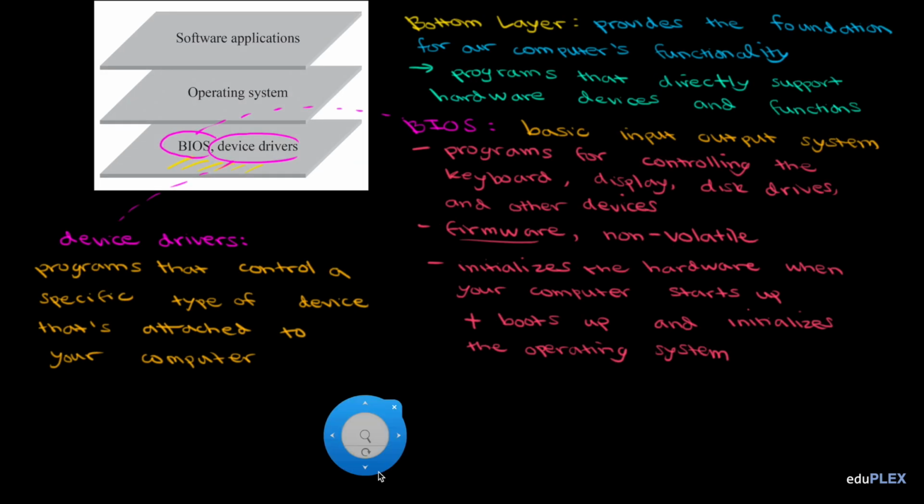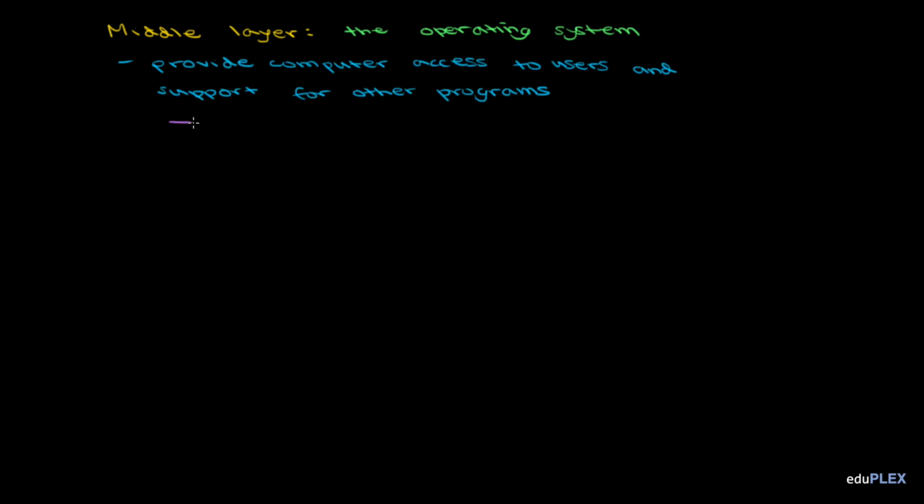From there, we have the middle layer, which is the operating system. The operating system's function is to provide computer access to users and support for other programs. It basically loads programs into RAM from secondary storage and then runs them. For example, if you need to finish typing an essay and need to open up Microsoft Word, your operating system runs that program and loads your essay files from your hard drive.